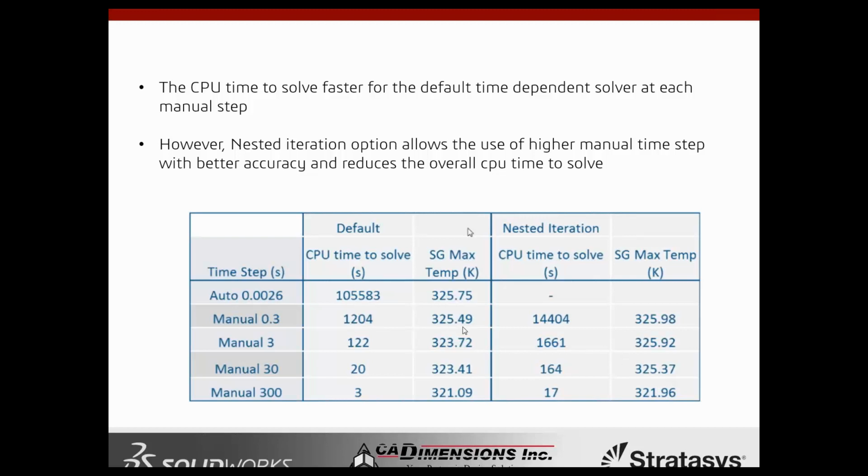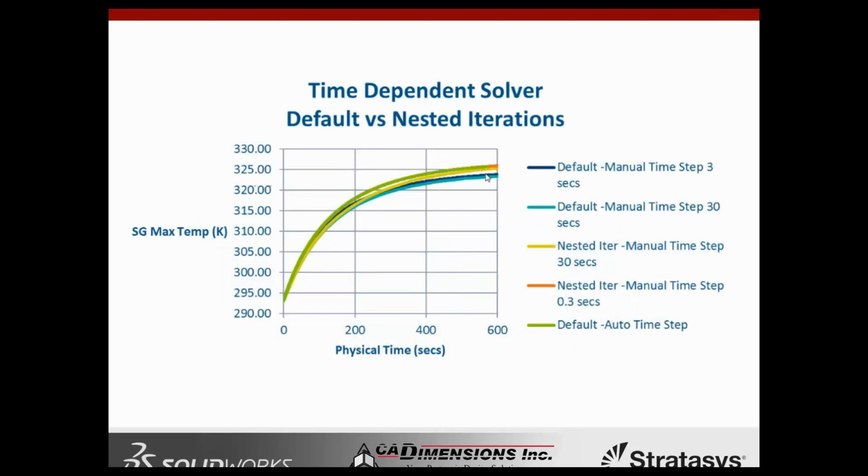So again, I guess the catch there is it's not going to completely remove or decrease your computational time, but it's going to decrease it without sacrificing your results or the accuracy of your results. So I think a better representation of this is if we put this on a plot, and you can see that for our nested iteration manual time step at 30 seconds for 600 total physical time, we were pretty close to the default auto time step, right?